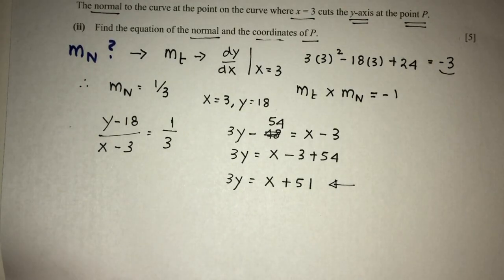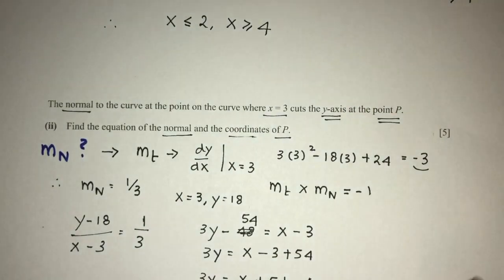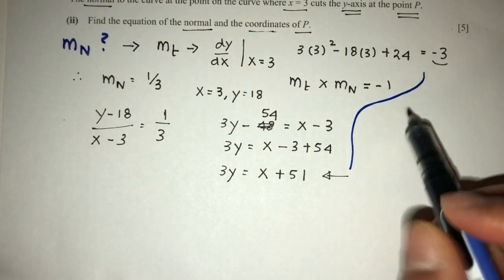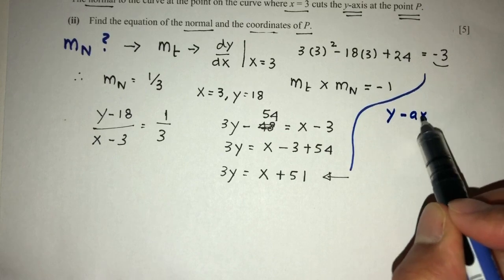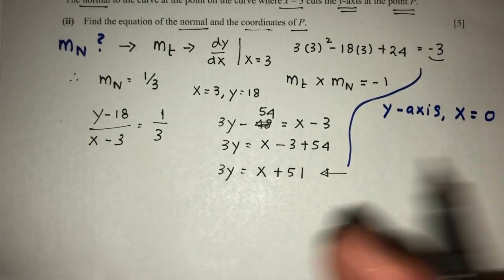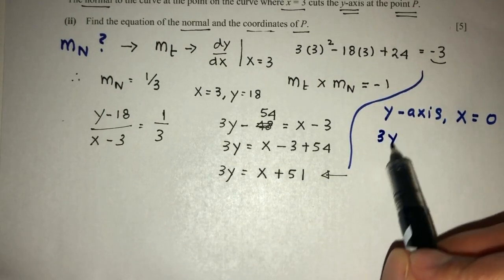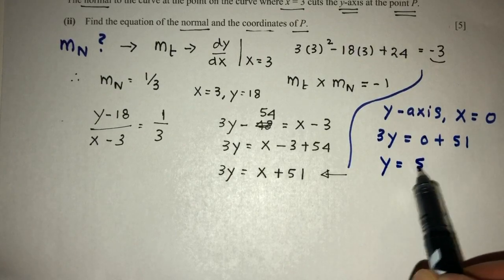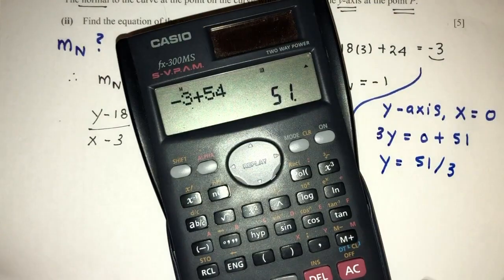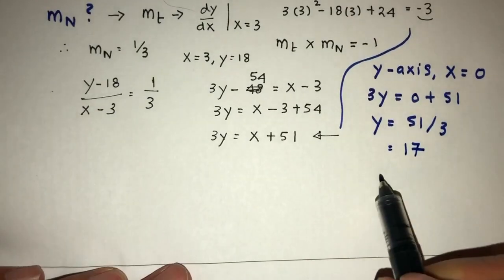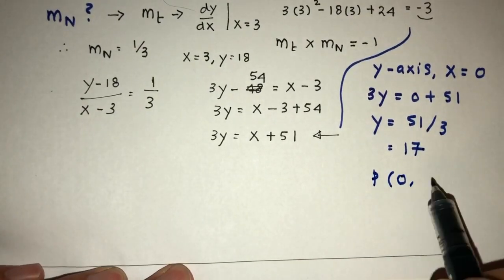Now we have to find the point P. The point P is where? It is on the y-axis. So what do you know on the y-axis, as we have always done this? On the y-axis, we know the value of x has to be 0. So let's replace in your equation. Well, 3y is equal to 0 plus 51. So y will be 51 divided by 3. That will be 17. So 17 will be y. So the point P has to be (0, 17).